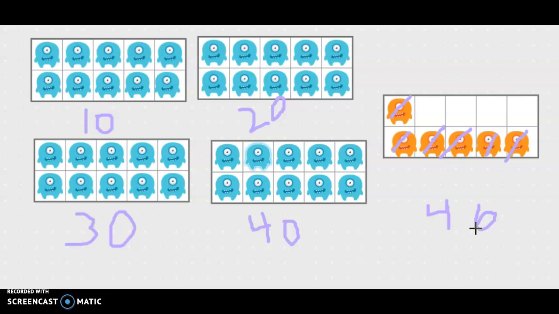46 for this number. Okay, it's your turn now. You get to choose some numbers to count. Start making your 10 frames and see how big you can get your numbers.